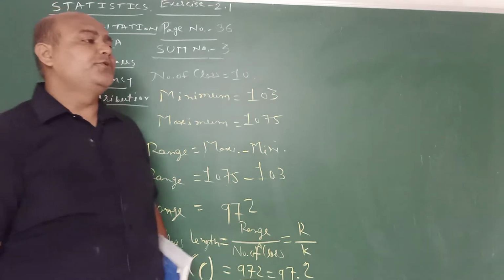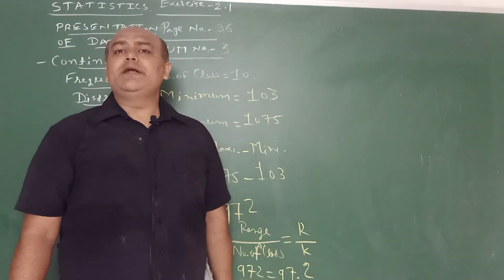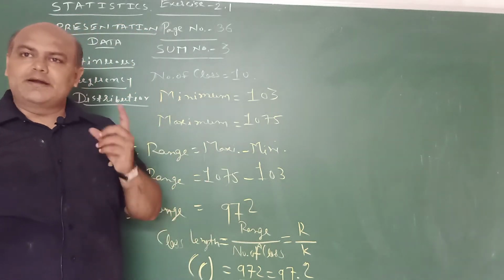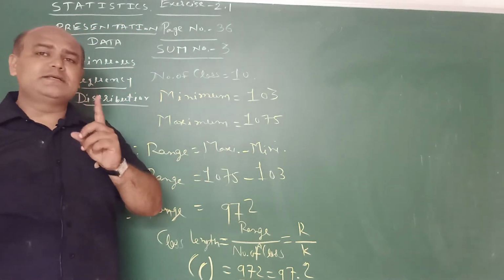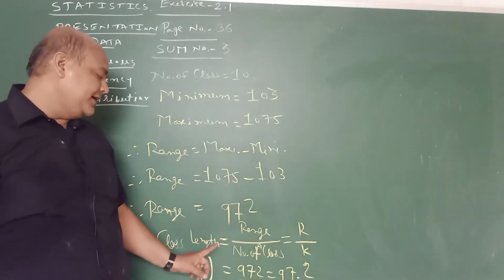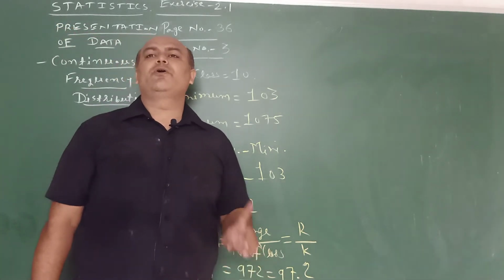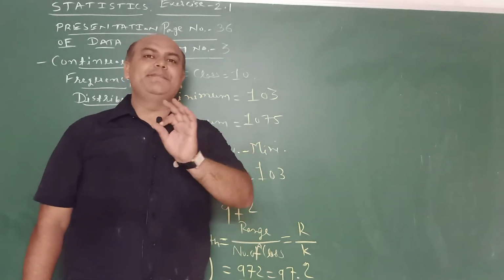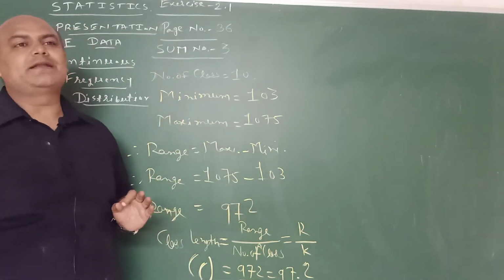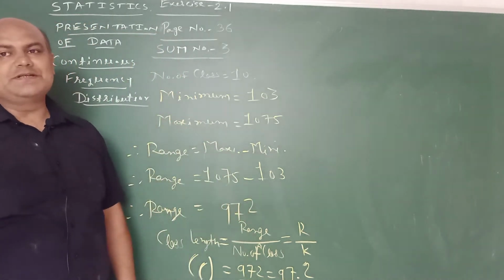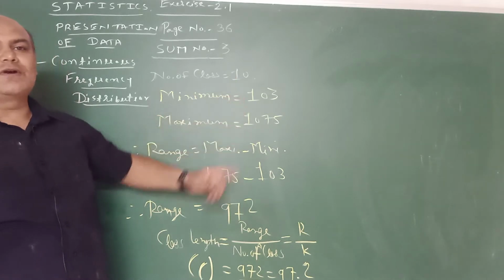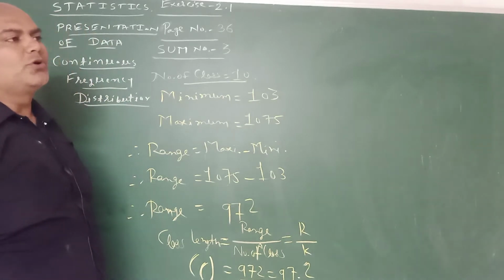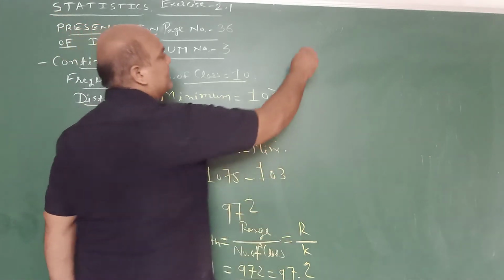Now if someone from you say me, sir, can we take the class length 95? Yes, you can. But you have to remember this thing that classes must be 10, not more than 10 or not less than 10. Because it is clearly mentioned in the question that we have to prepare the continuous frequency distribution with 10 classes. Number of classes already provided, that is 10. So not more than that or not less than that.